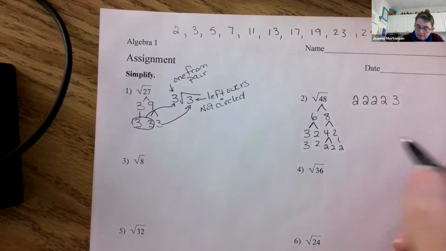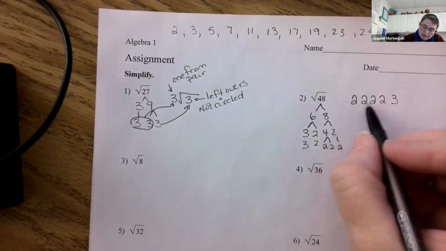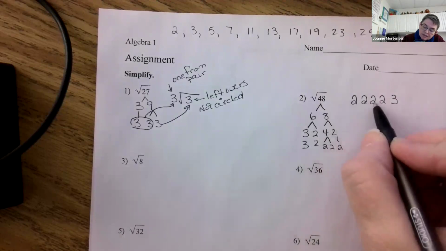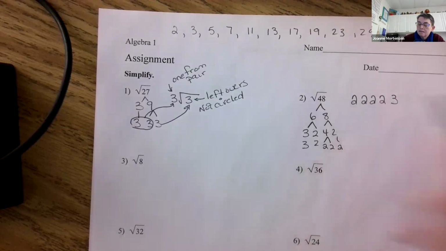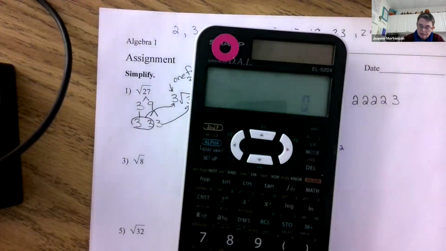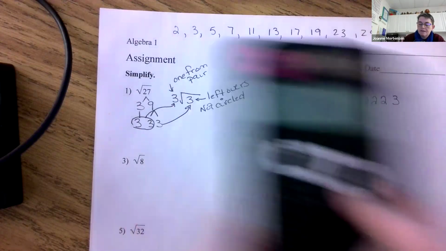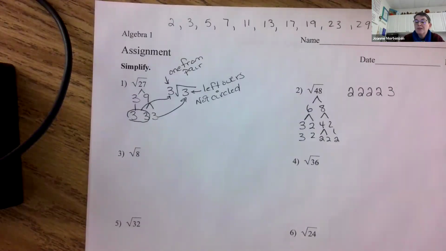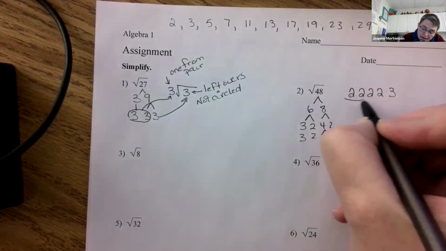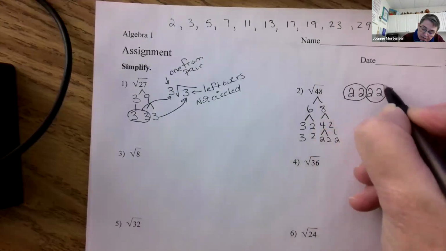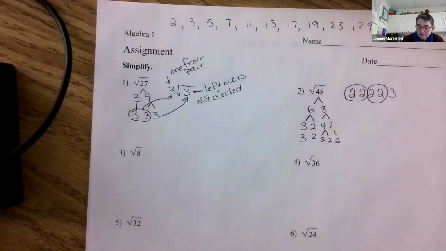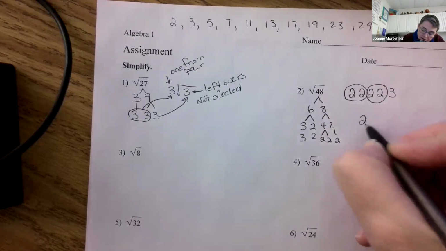So 2 times 2 is 4, times 2 is 8, times 2 is 16, and I'm just going to double check: 16 times 3 better be 48. Yep. Okay. It's just prettier now. I'm going to circle my pairs. Pair there, there's a pair there, and 3 is left over.